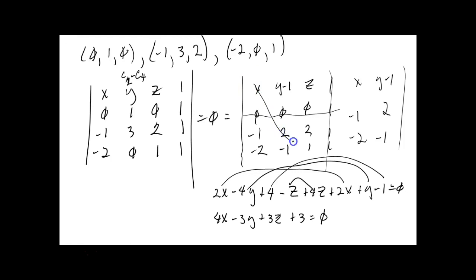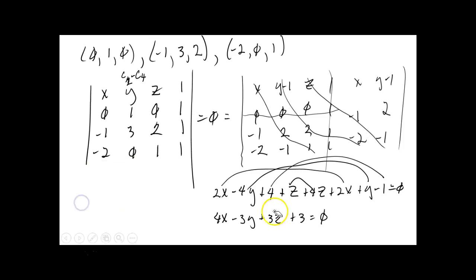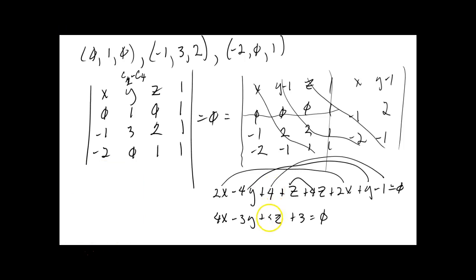This one is this, that, and that. That's a 2x. That, and that. That's a minus 4y plus 4. Got it? And then that's a plus z. Yeah, that's it. Now that gives us plus 5z. That minus sign I left off, that's the one that did it.